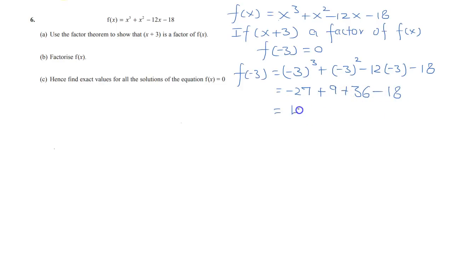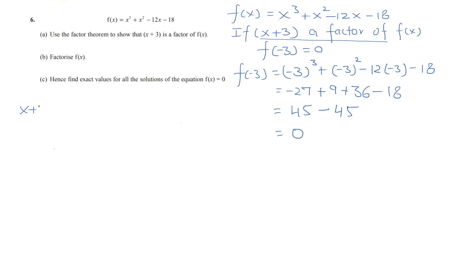36 and 9 is 45, and 27 and 18 is also 45. So that is 0. So it shows that x plus 3 is a factor of this. Now factorize it all.